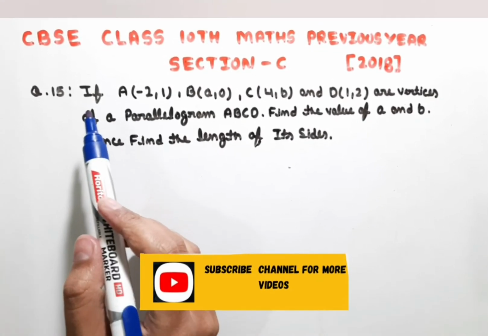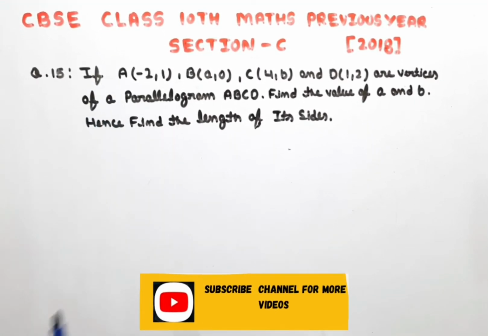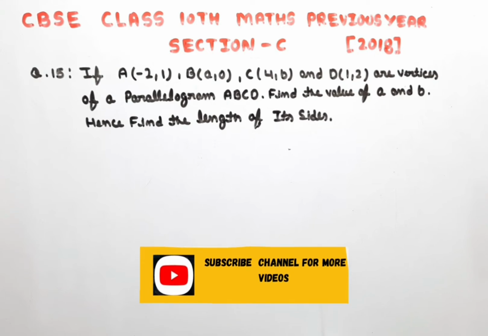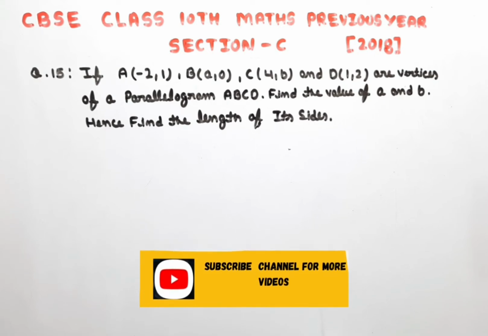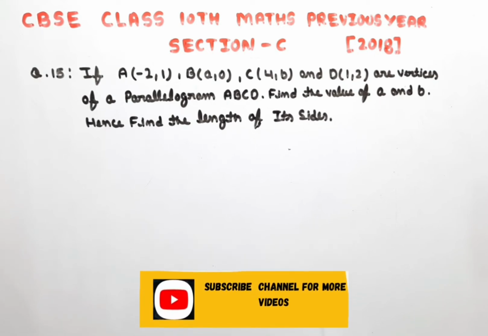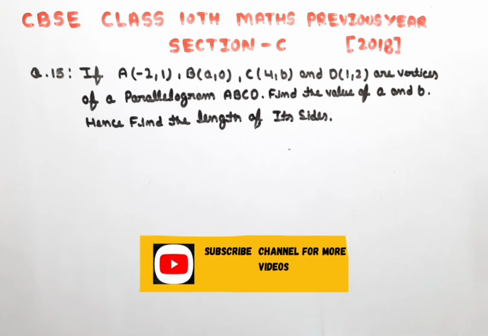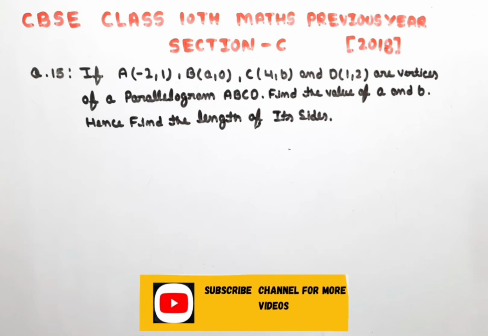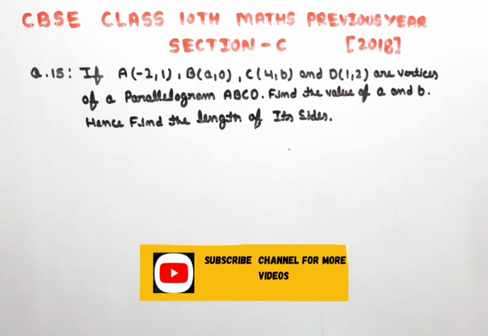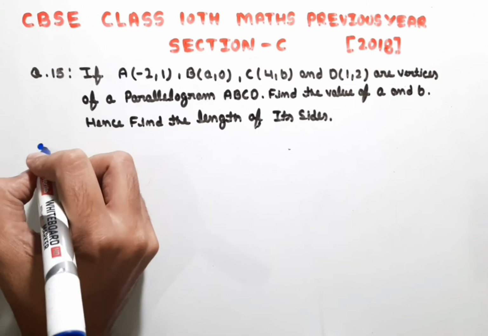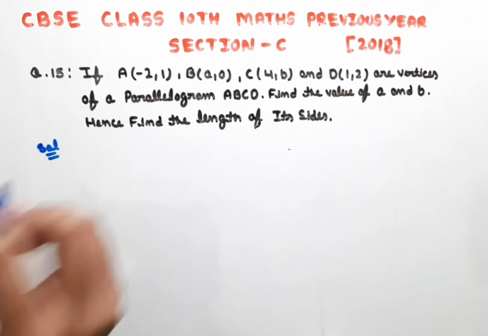Question number 15. If A(minus 2, 1), B(a, 0), C(4, b) and D(1, 2) are vertices of a parallelogram ABCD, find the values of a and b, hence find the length of its sides. This is a problem of coordinate geometry.